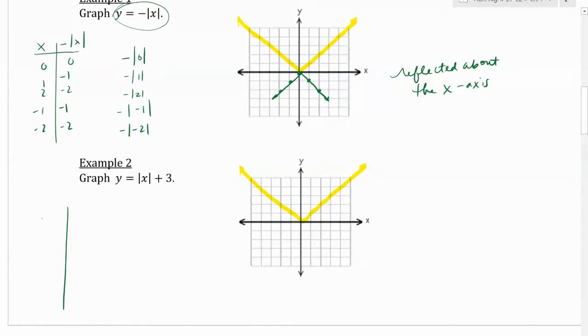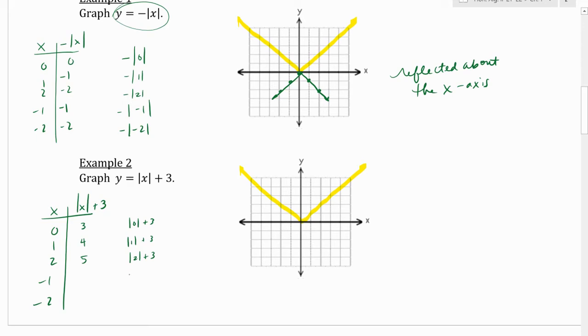All right. So this one, we're going to do the same thing. Let's see what happens when I do the absolute value of x and I add 3 to all those values. 0 plus 3 is 3. 1 plus 3 is 4.